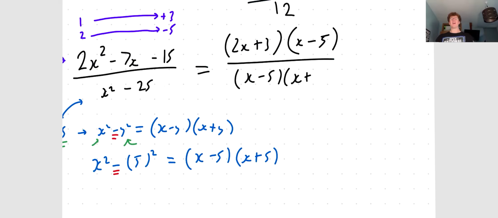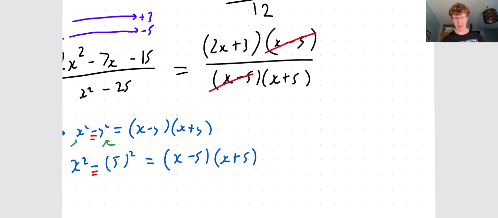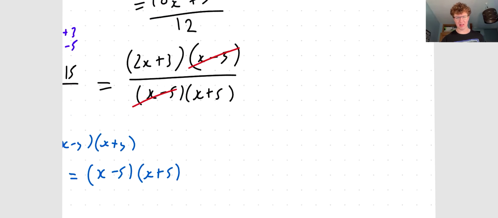Well, we can see here that because these are both multiplying, the top and the bottom, the 2x plus 3 is multiplying with the x minus 5, and the x minus 5 is multiplying with the x plus 5. These x minus 5s are going to cancel with each other. And then what we're left with is 2x plus 3 over x plus 5. And that'll be our final answer.